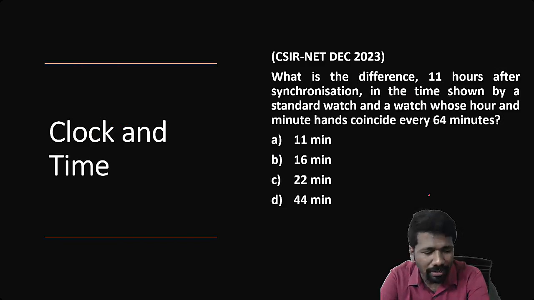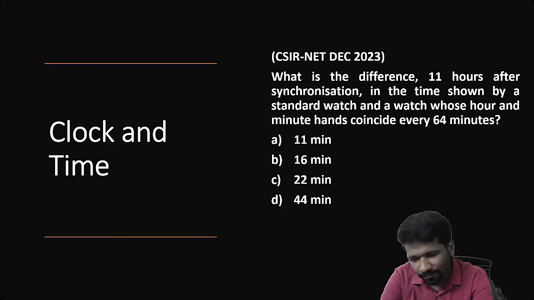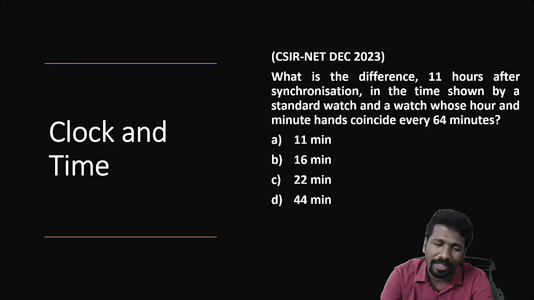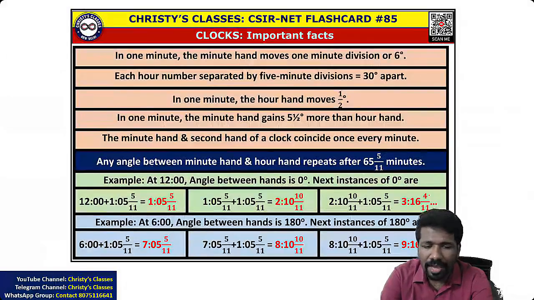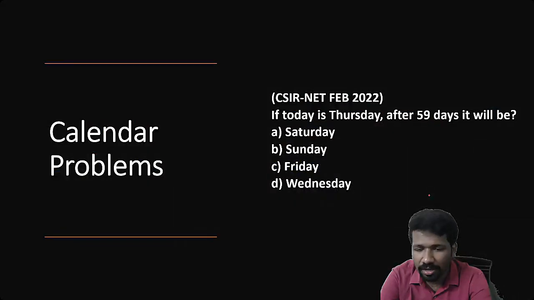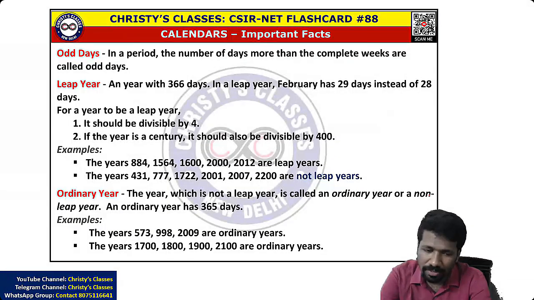Then clock and time is another important topic. Earlier, very less questions were asked, but last few years they have started to ask this chapter, not very frequently, but more frequently than before. Clock and time and calendar. Clock and time का भी कुछ basic theory है, calendar का भी कुछ basic theory है. ये समझ में आया तो ये.